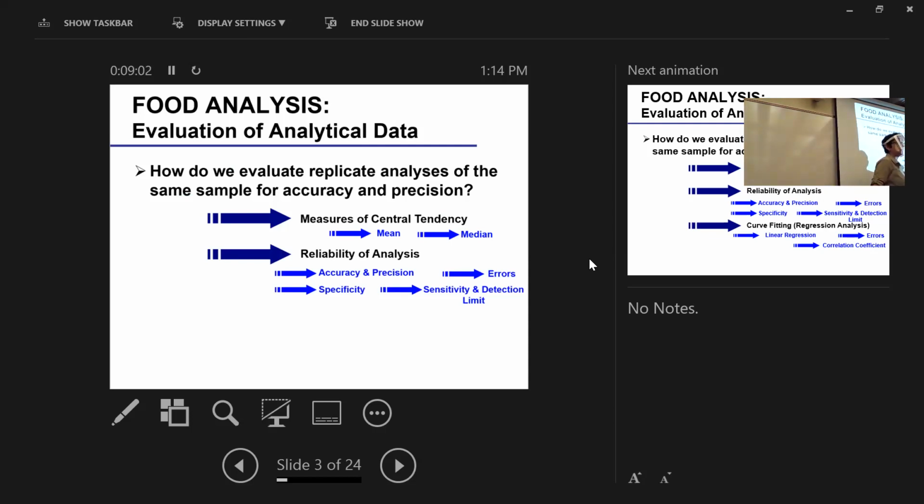We talked about specificity last time. Specificity is how specific your assay is to the component you're measuring. We gave the example last time: are we measuring total carbohydrate or are we measuring glucose? So, how specific your assay is. And then there is sensitivity and detection rate.